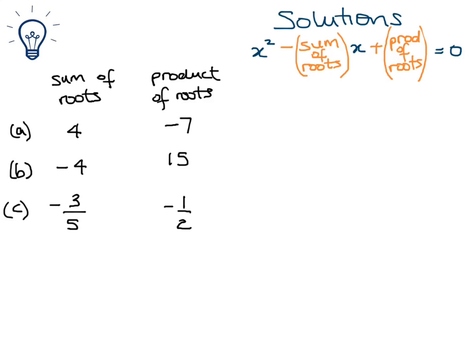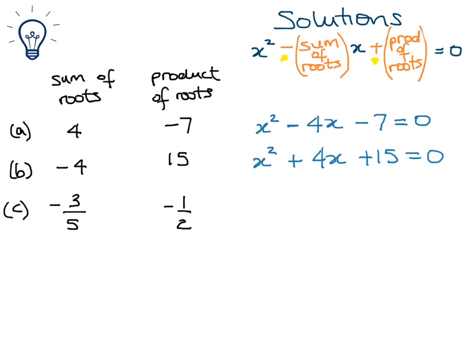So here we go. Remember, your equation is of the form x squared minus the sum of the roots by x plus the product of the roots is equal to 0. And we want to watch out for that minus and plus. So, the first question, if the sum of the roots is 4 and the product of the roots is negative 7, the equation is x squared minus 4x minus 7 is equal to 0. For our second question, it would be x squared plus 4x plus 15 is equal to 0. Why plus 4x? We had a negative and a negative. And for the third question, x squared, again two negatives, plus 3/5 x minus 1/2 is equal to 0.